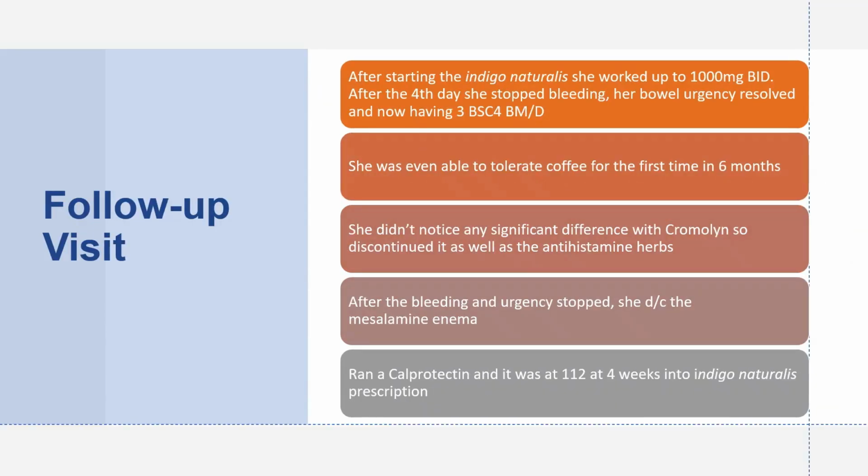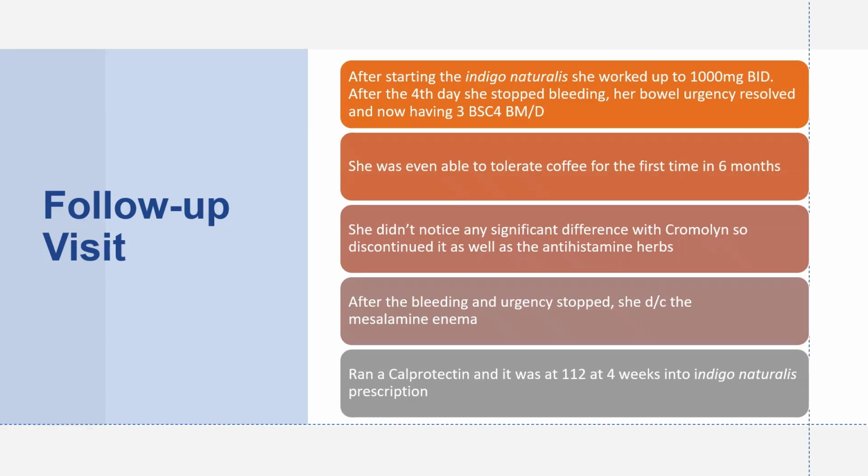After initiating the indigo naturalis treatment, she worked up to 1,000 milligrams or 2 capsules twice daily, and at the 4th day, she completely stopped bleeding. Her bowel urgency resolved, and now she was having 3 Bristol 4 bowel movements per day. She was able to tolerate coffee for the first time in 6 months, and she didn't really notice a significant difference with the mast cell support that we were giving her.